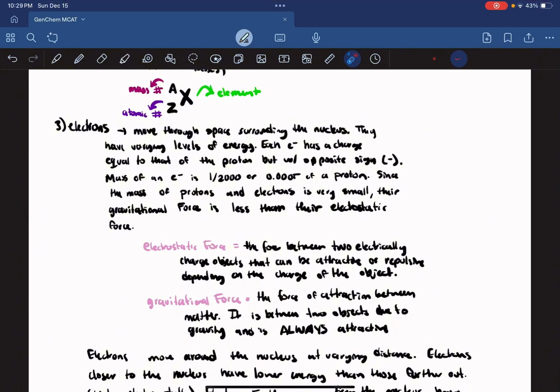The electrostatic force is the force between two electrically charged objects that can be attractive or repulsive depending on the charge of the object. Okay, so if it's two protons, usually that's going to be repulsive. If it's two electrons, that's going to be repulsive. If it's a proton and an electron, then it's going to be attractive.